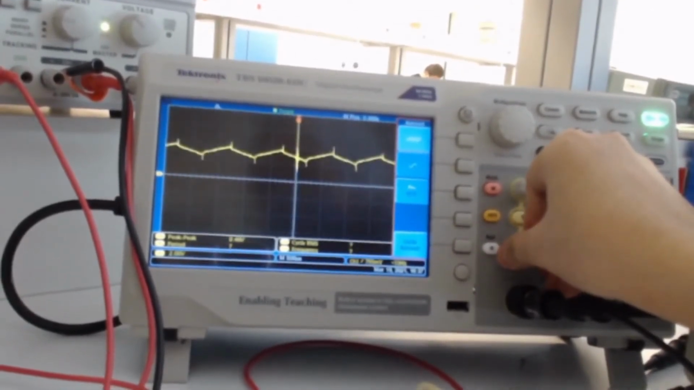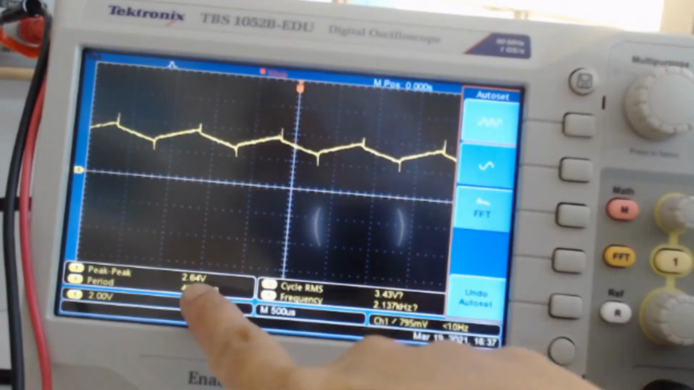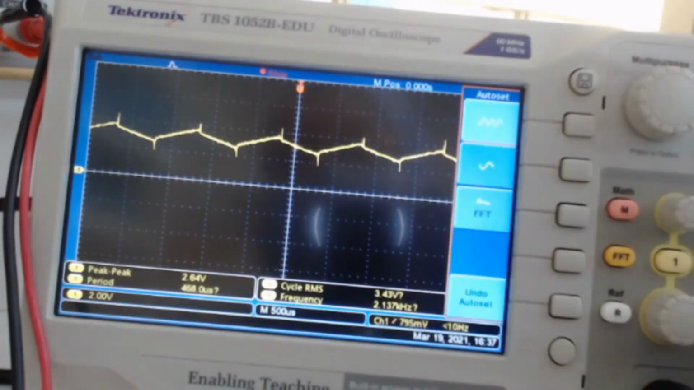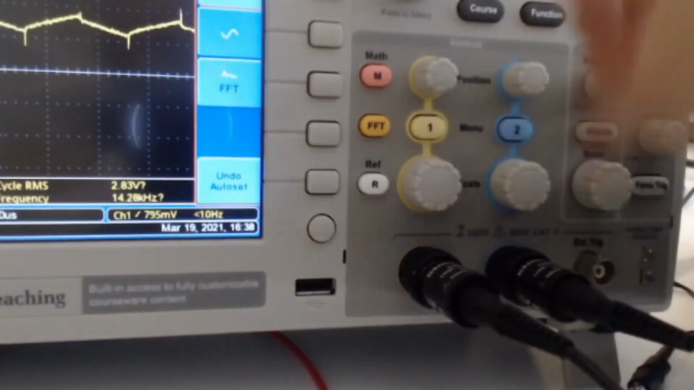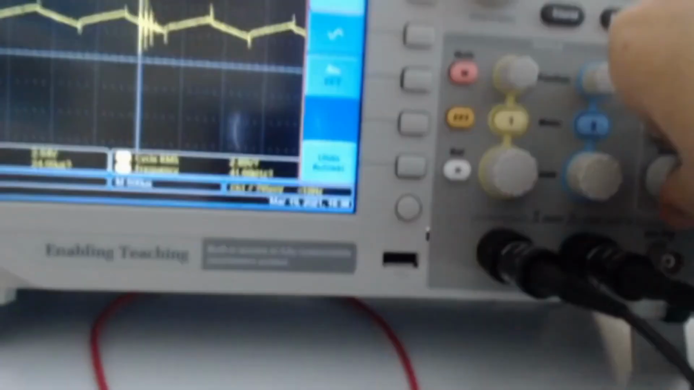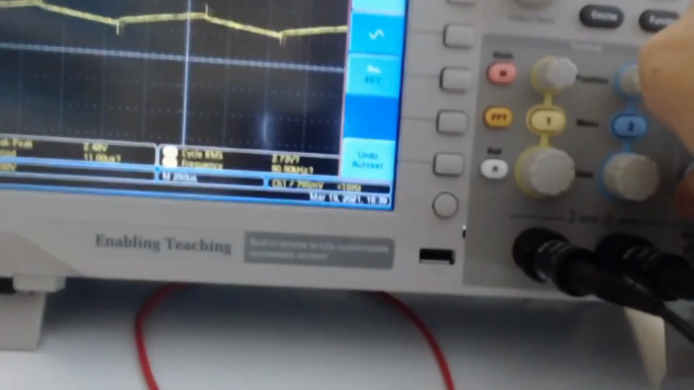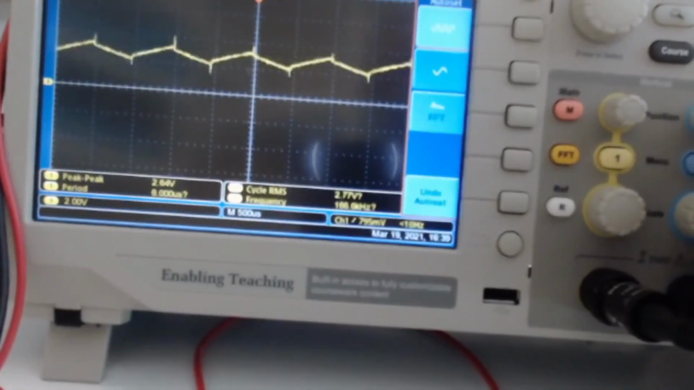Since my circuit connection is not that great, you can see some noise here. You can also sample the frequency using this knob so that you can see the frequency more properly.